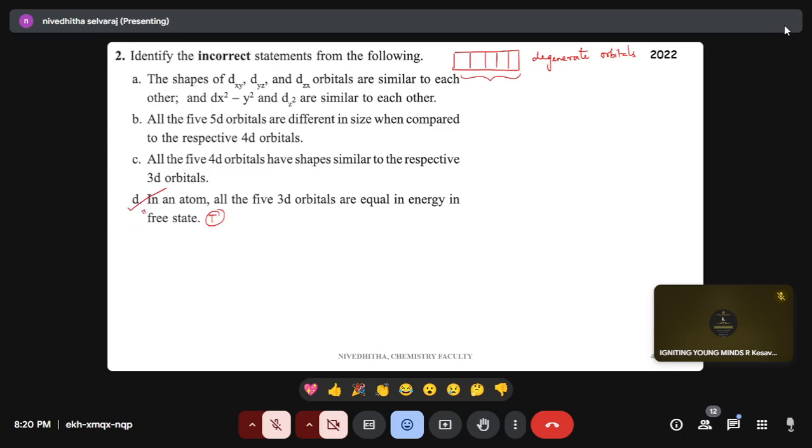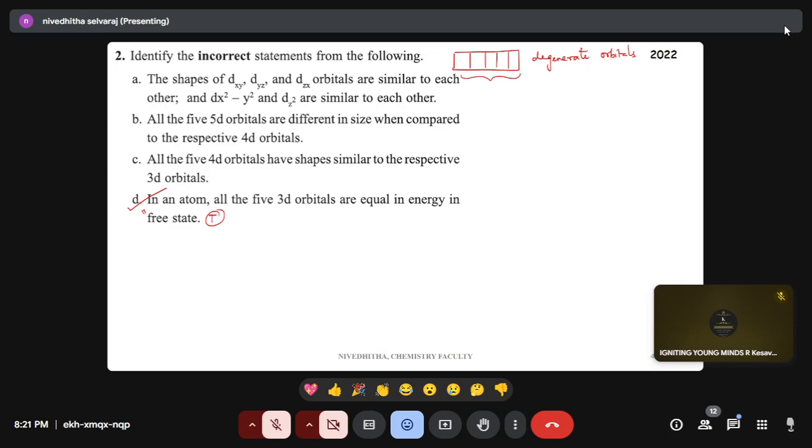Why have they mentioned the free state? Because whenever this d block element combines with any ligand to form a complex, there will be a splitting of orbitals, right? After splitting, they don't have equal energy, but in free state all the d orbitals have equal energy. So the fourth statement is right.